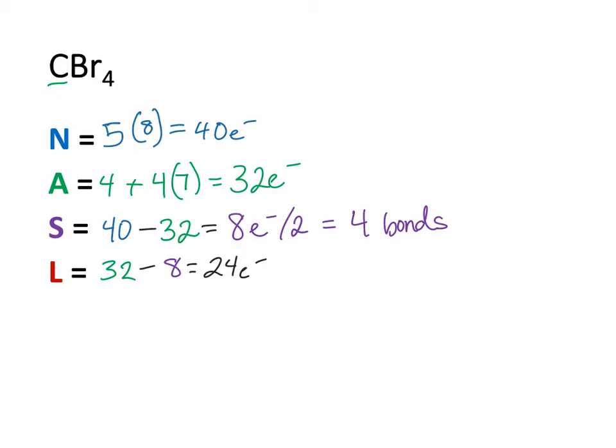Now it's time to start drawing my molecule. If I look at carbon and bromine on the periodic table, I can see that carbon is farther to the left side of the periodic table and thus is less electronegative than bromine. That means carbon will be my central atom. From here, I can connect my 4 bromine atoms to carbon using bonds.